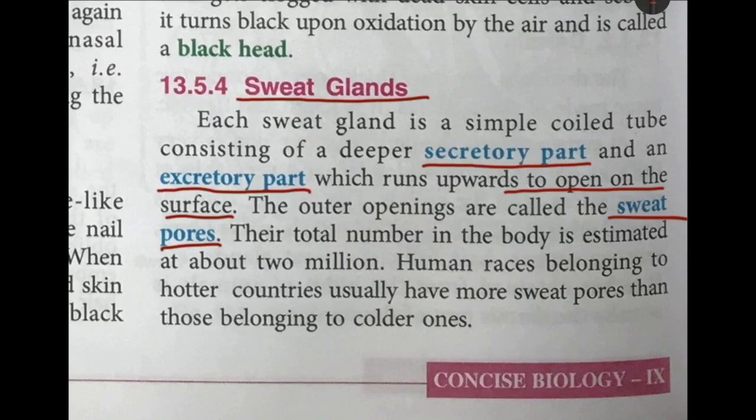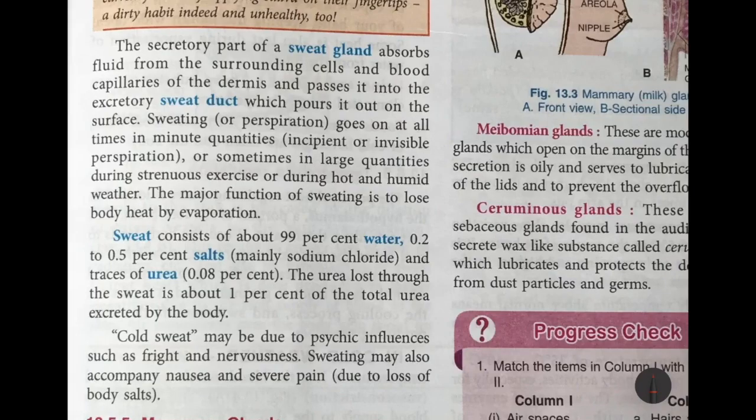The total number in the body is about 2 million. That means we have about 2 million sweat pores in our body. And human beings who live in hotter countries have more sweat pores, because the hotter it is, the more they will perspire, compared to people belonging to colder places. The secretory part of the sweat gland absorbs fluid perspiration from the surrounding cells and the blood vessels or capillaries of the dermis, and then passes it on to the excretory sweat duct, the duct which carries the sweat and pours it out onto the surface through the sweat pores.